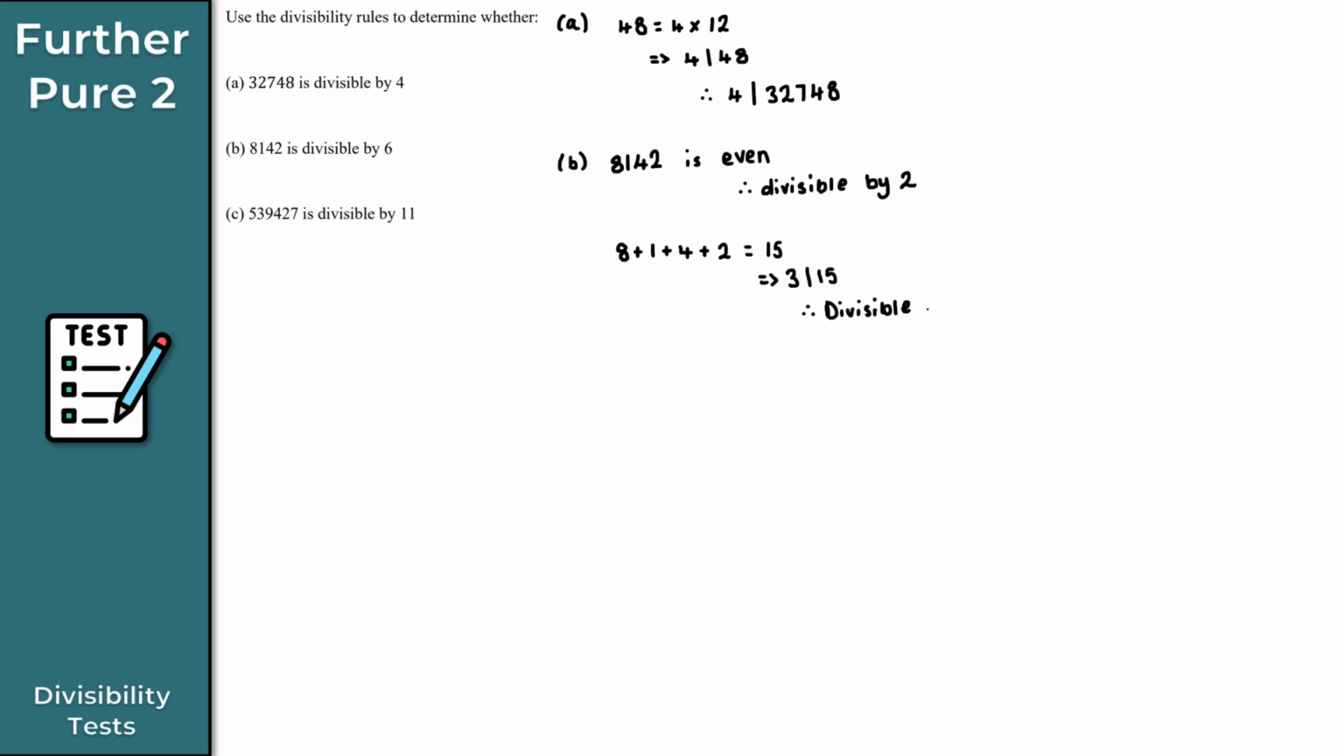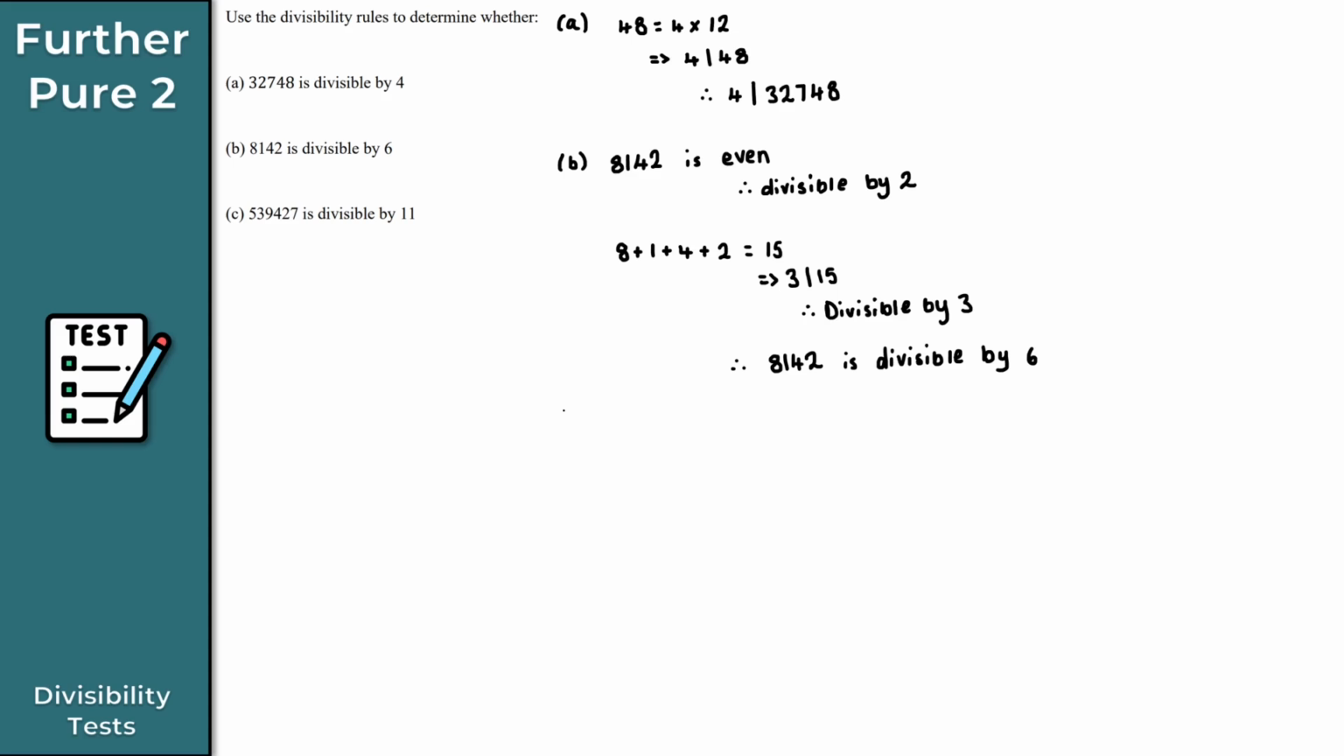So divisible by 3. And in that case then, because it's divisible by both 2 and 3 here, this number here, 8,142, is divisible by 6. So 8,142 is divisible by 6. Okay? And there we have it then. So that gives us the solution to part B.